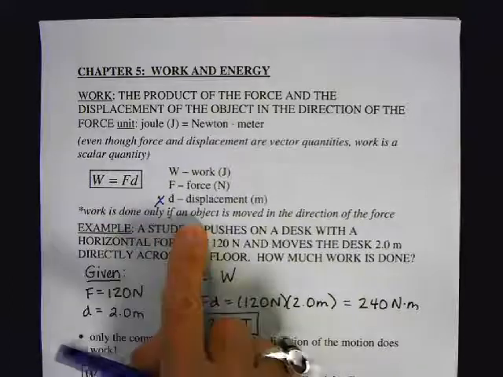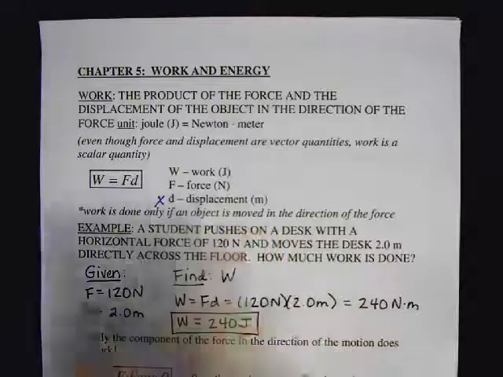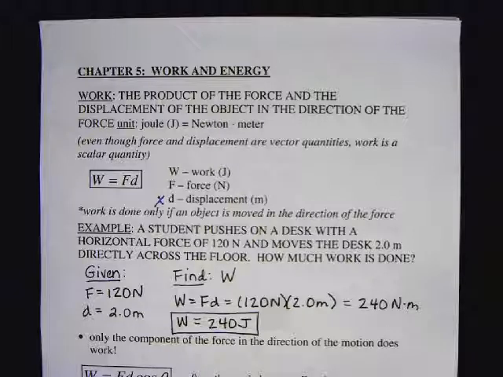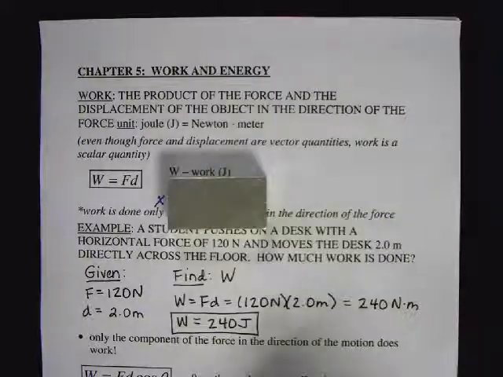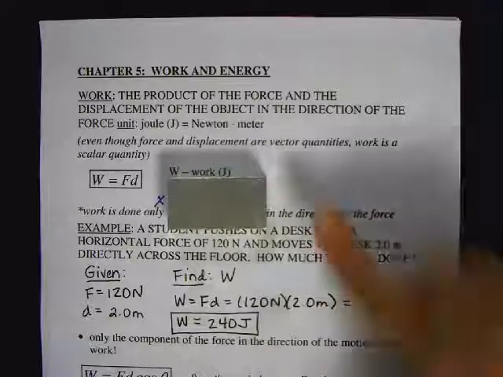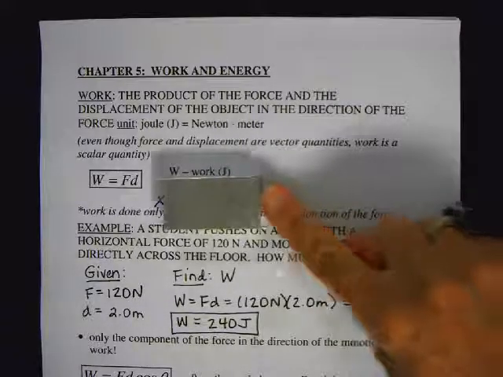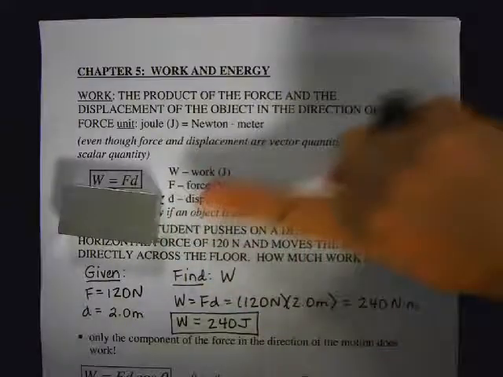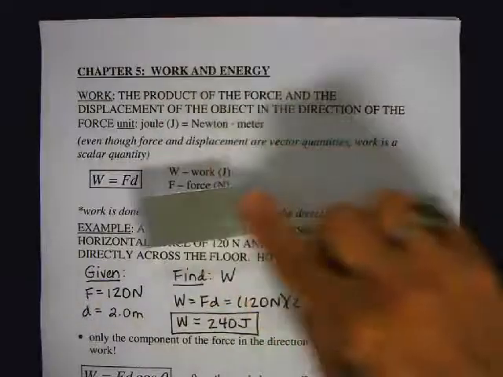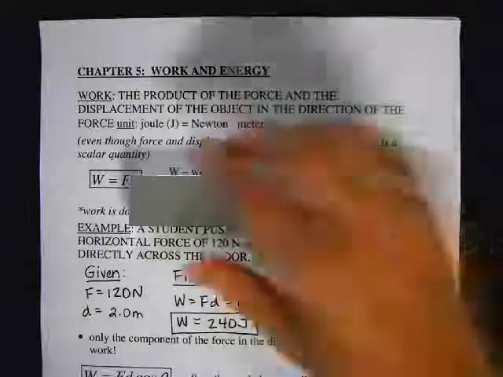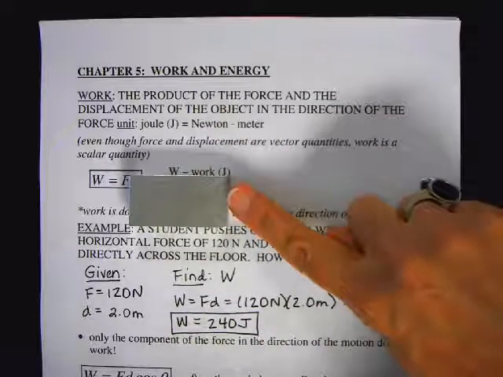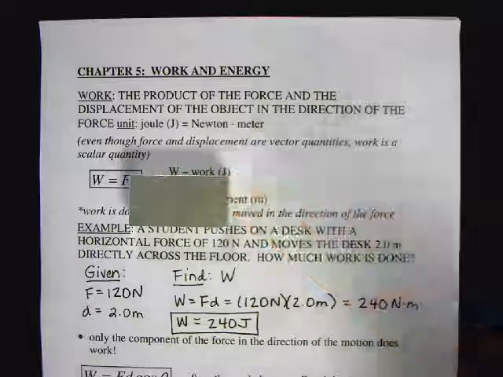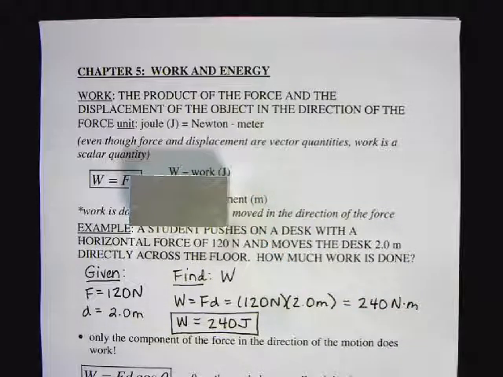So work is done only if an object is moved in the direction of the force. So let's say I had a big lab table. So let's say my finger is me pushing on something. So when I push it this way, if I'm pushing it horizontally, the work is done in that direction. So let's say now I push on something, and I'm pushing, and I'm pushing, and it's not moving. Is any work done?